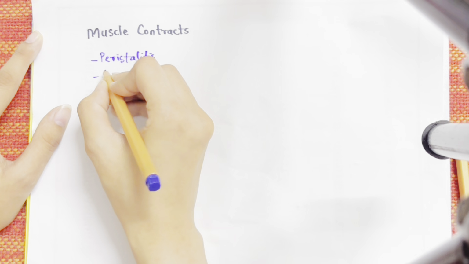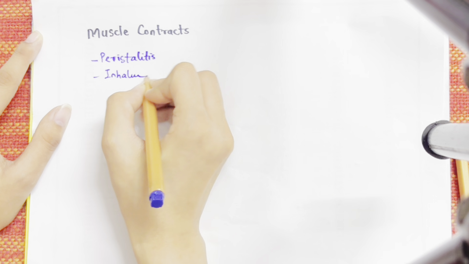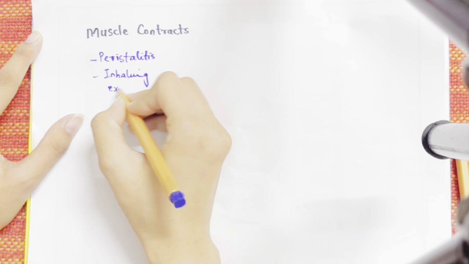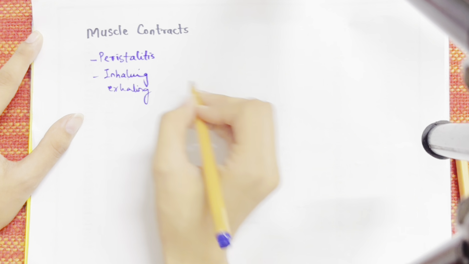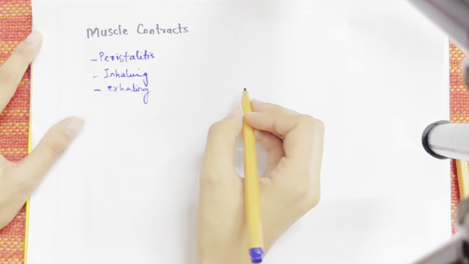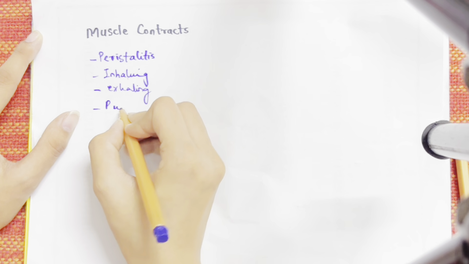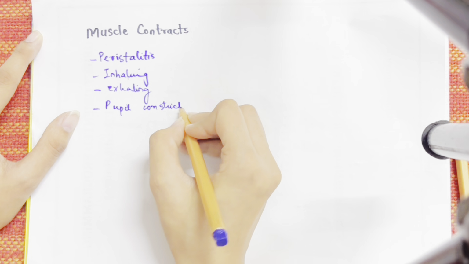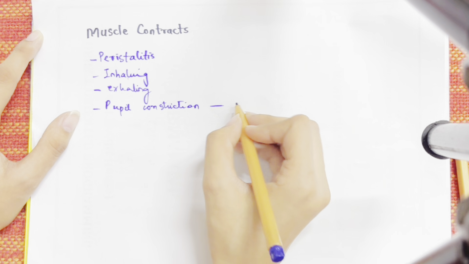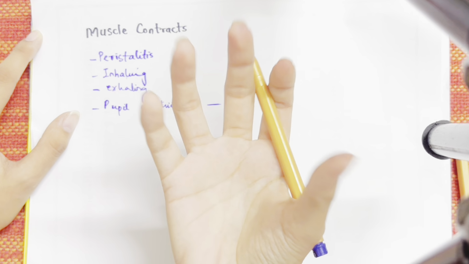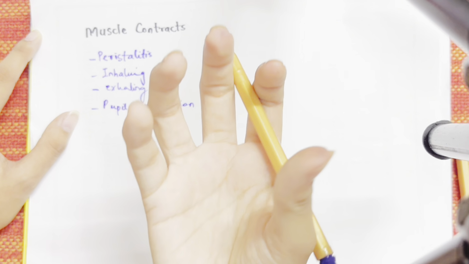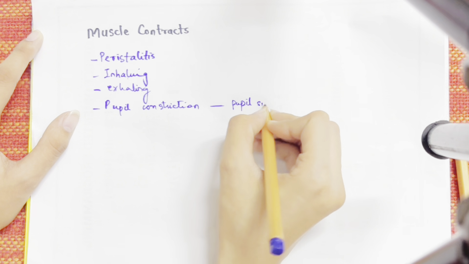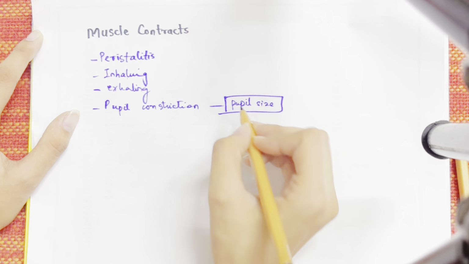Next is inhaling and exhaling. Inhaling and exhaling involve two muscles known as the intercostal muscles, the external intercostal muscle and the internal intercostal muscle. These are the first examples. When we say pupil constriction, we have not really learned about it, and it is not in much detail in your syllabus for now, but you need to understand that it means the pupil either dilates or constricts. So we talk about the pupil size, as it also consists of muscles.